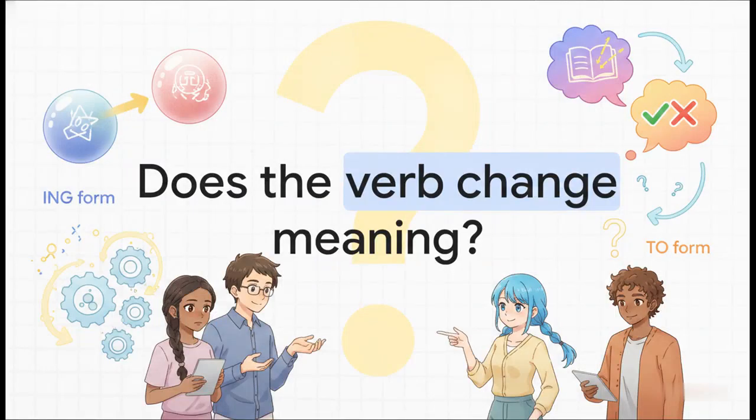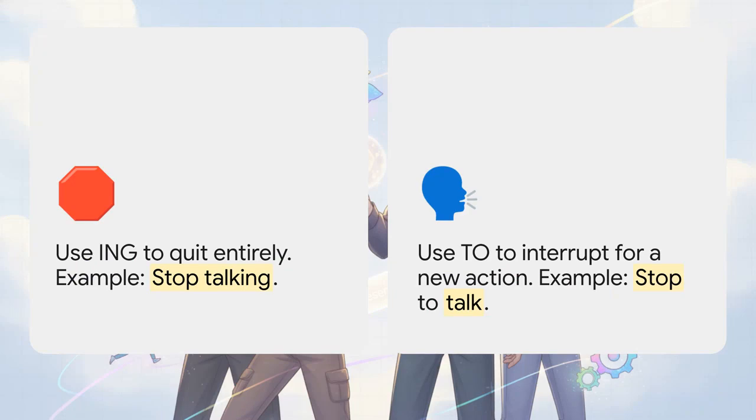But here's where things get really intriguing. What happens when certain verbs can take both the ing and the to forms? Does the actual meaning of the sentence change? Well, take the verb stop, for example. The meaning drastically shifts depending entirely on the pattern you choose.